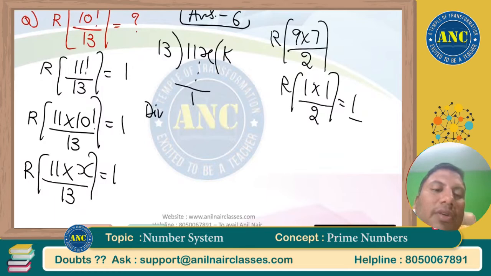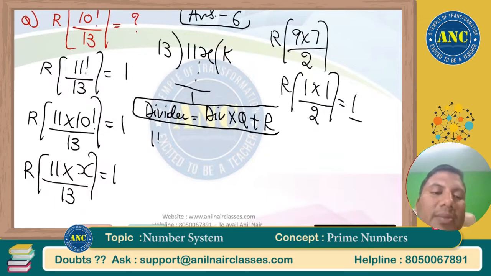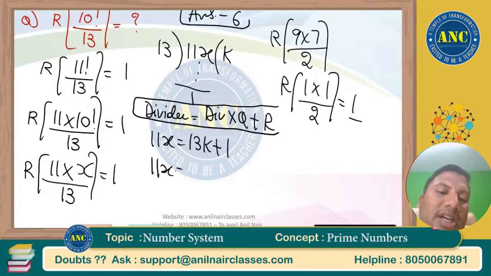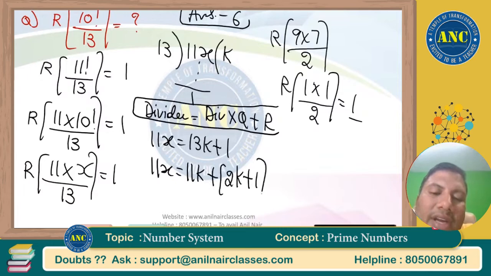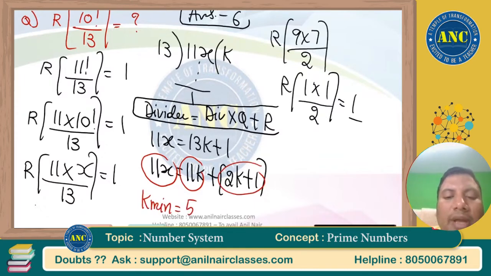What is the concept? Dividend equals divisor into quotient plus remainder. 11x is nothing but 13k plus 1. 11x is nothing but 11k plus 2k plus 1. Now if you see here, 11k is divisible by 11, so 2k plus 1 should be divisible by 11. That means the minimum value of k is nothing but 5. I hope it is clear.